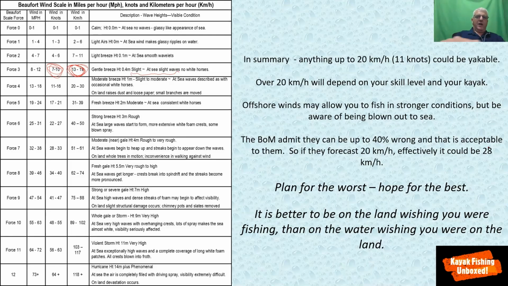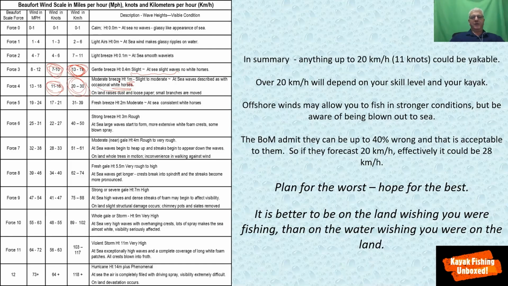If you've got the 28 kilometres per hour, well, now you're down here, and this is where it's blowing 11 to 16 knots. And now you've got white caps, white horses, and the seas are up to 1 metre. So keep that in mind. Even though the forecast might be 20, it might actually be blowing at 28 when you're out there.